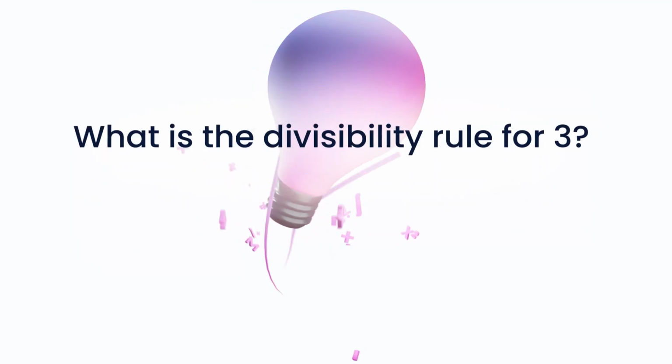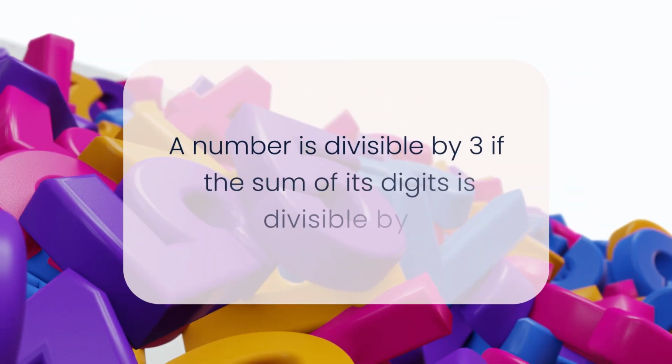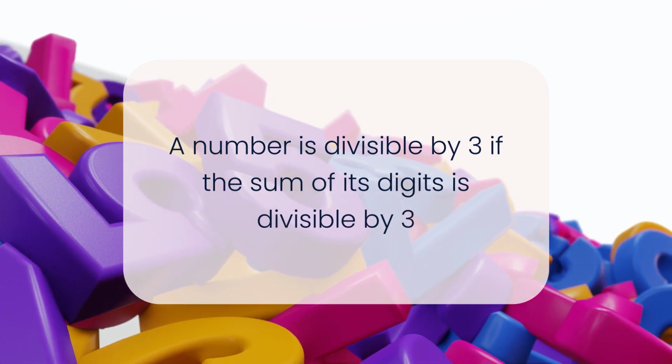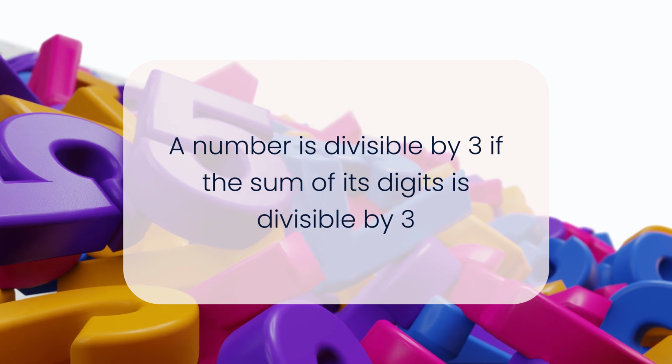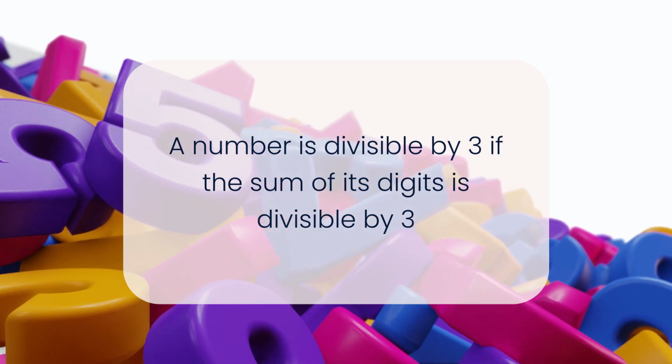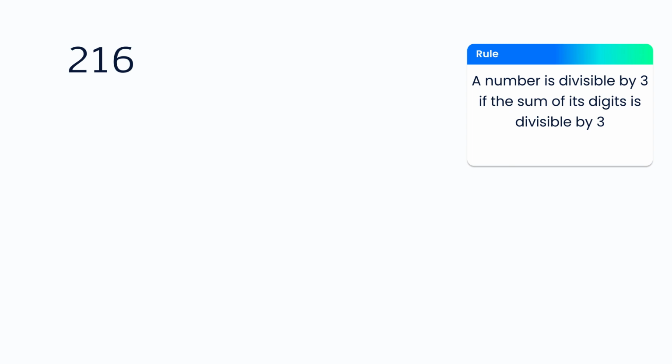What is the divisibility rule for 3? A number is divisible by 3 if the sum of its digits is divisible by 3. As an example, let's take a look at this number, 216. The sum of its digits, 2 plus 1 plus 6, is 9.